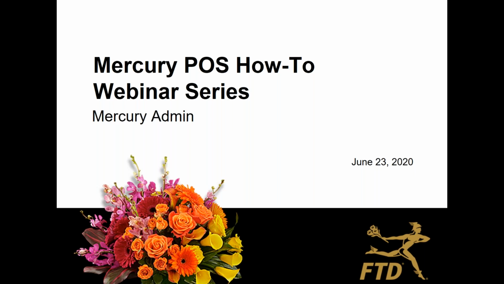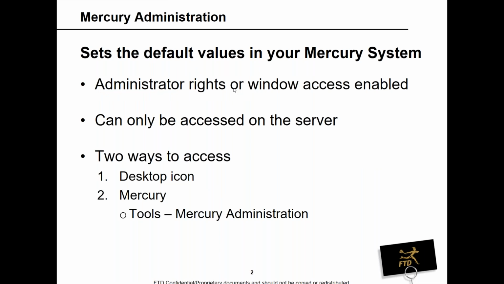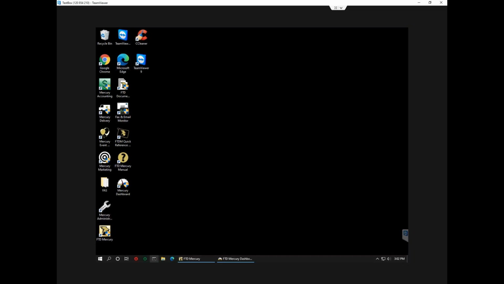Today, we will be going over Mercury Administration, which is the back end that sets the default values in your Mercury system. In order to do this, you'll have to have admin rights and window access enabled in your Mercury Administration. And since we are dealing with admin settings, you can only access this through the server.